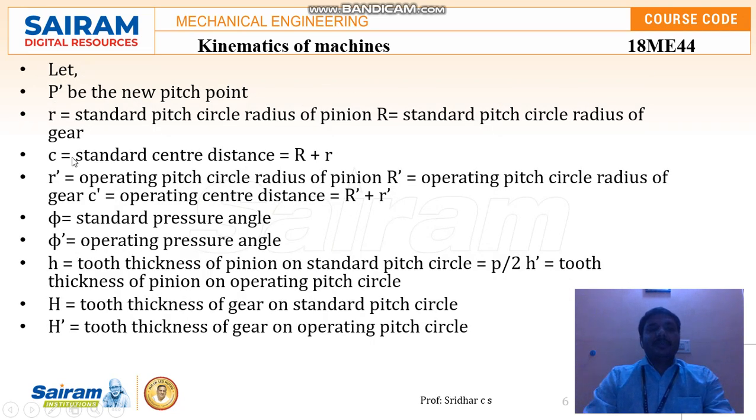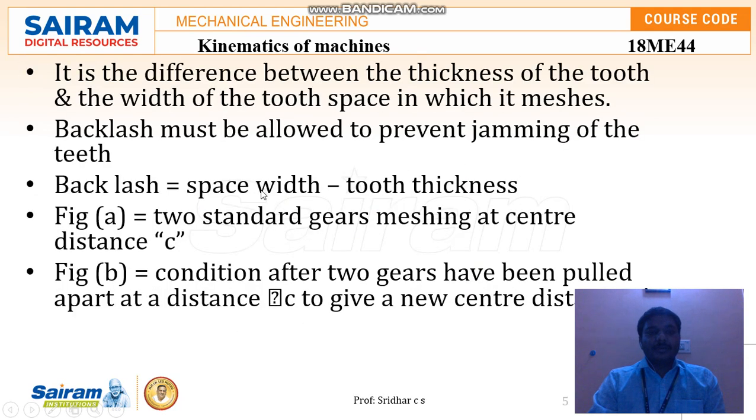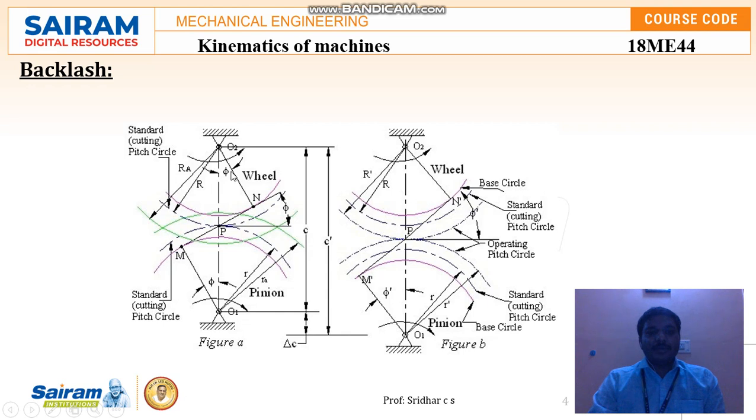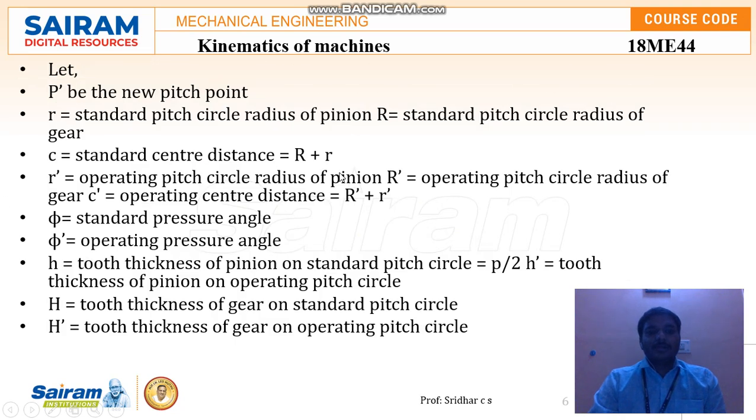Let P be the new pitch point, small r is the standard pitch circle radius of the pinion, and capital R indicates the standard pitch circle radius of the gear, and C is the standard center distance. To find C, we use small r plus capital R, which will be the center distance C.